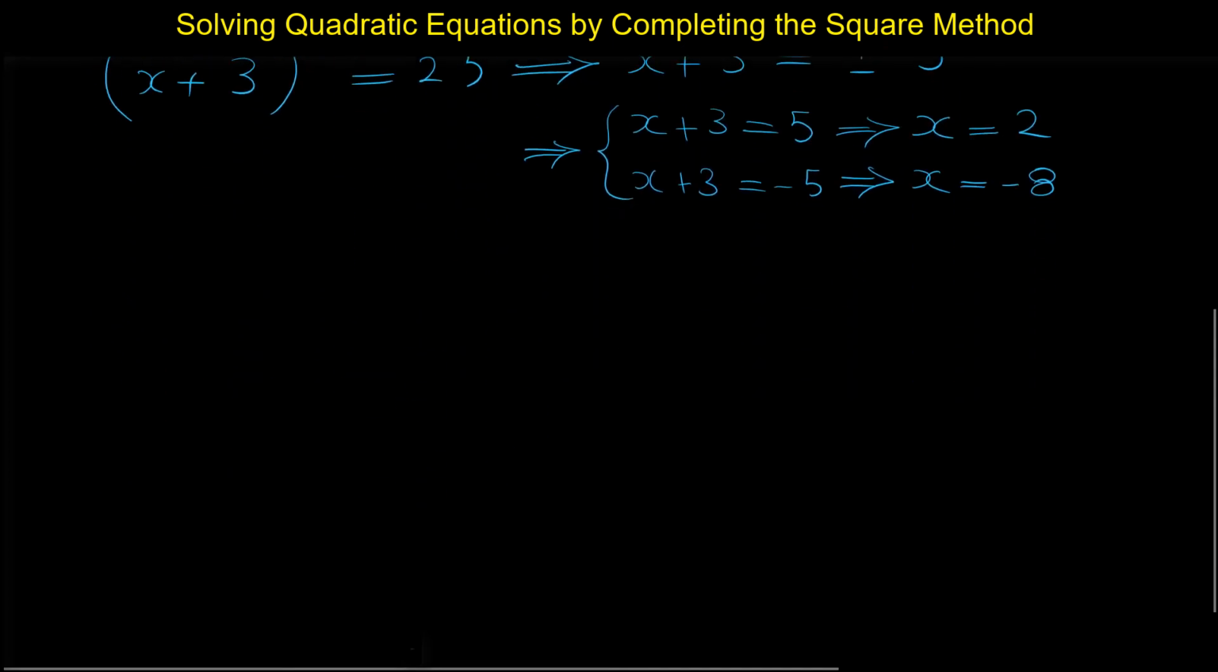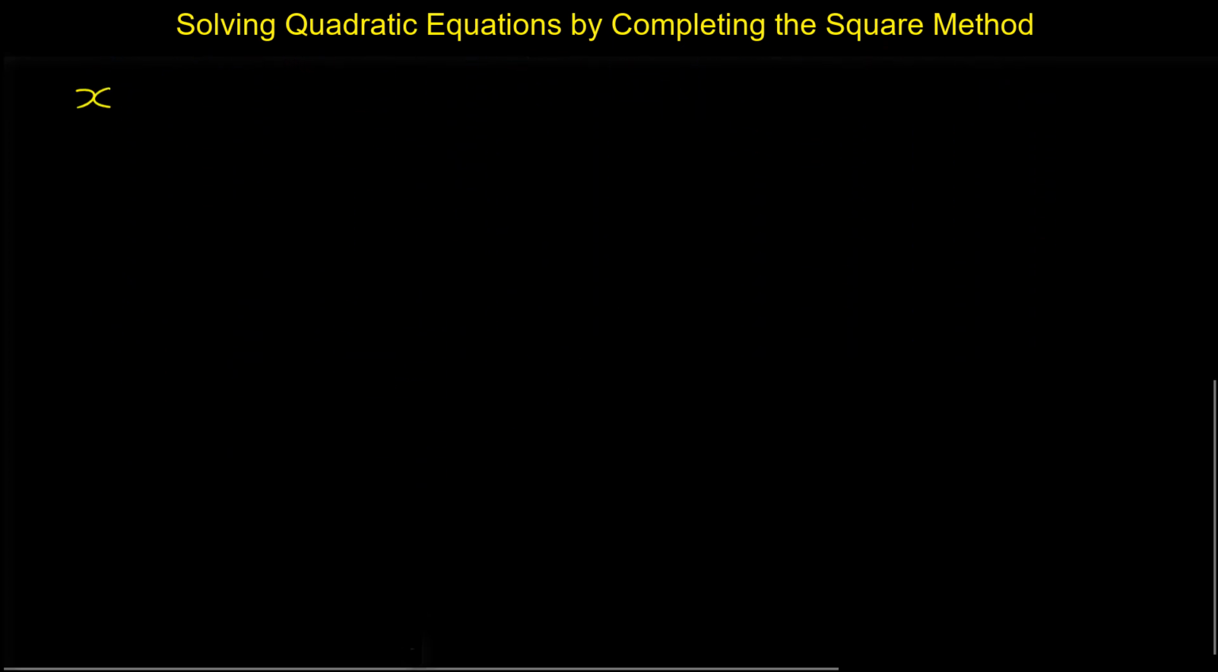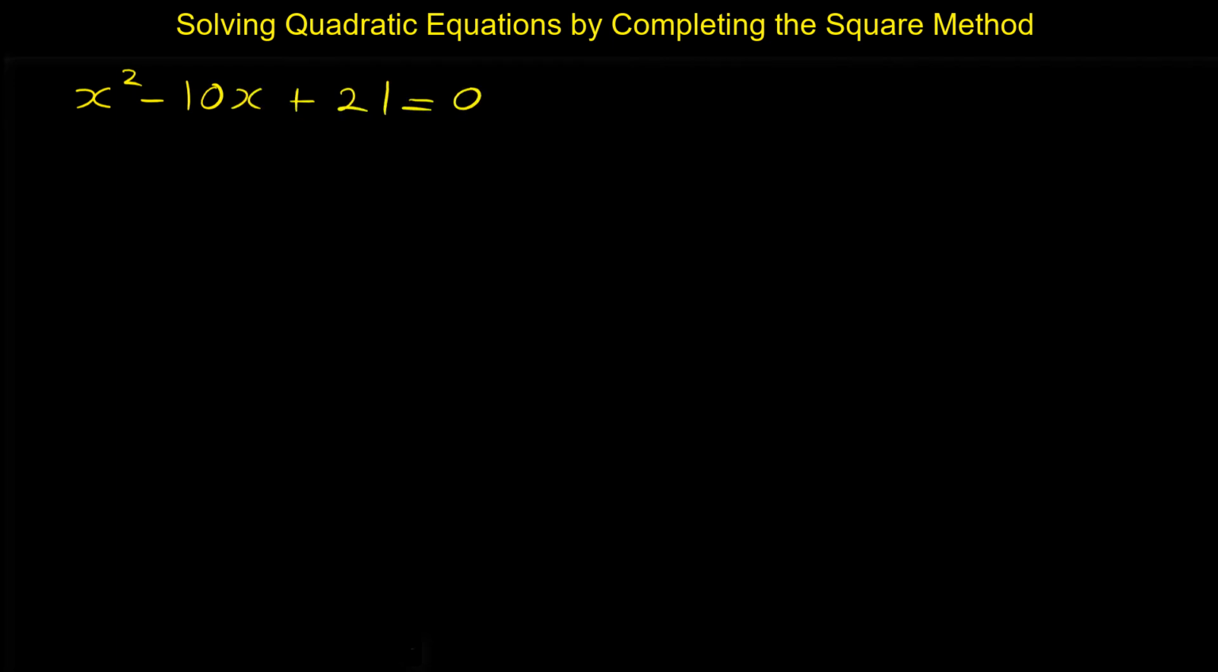Let's do another example. x squared minus 10x plus 21 equals 0. Again, the first step is to move the constant, which in this case is 21, to the other side of the equation, and it gets negative 21.